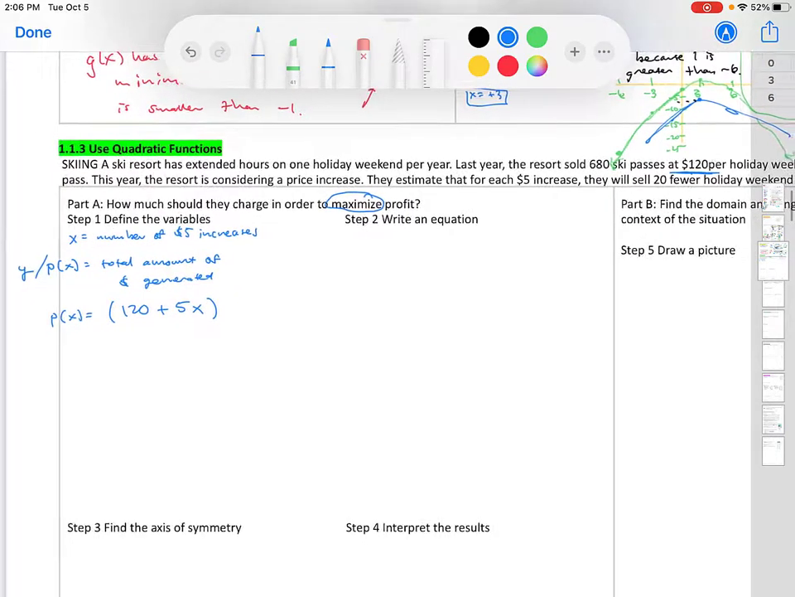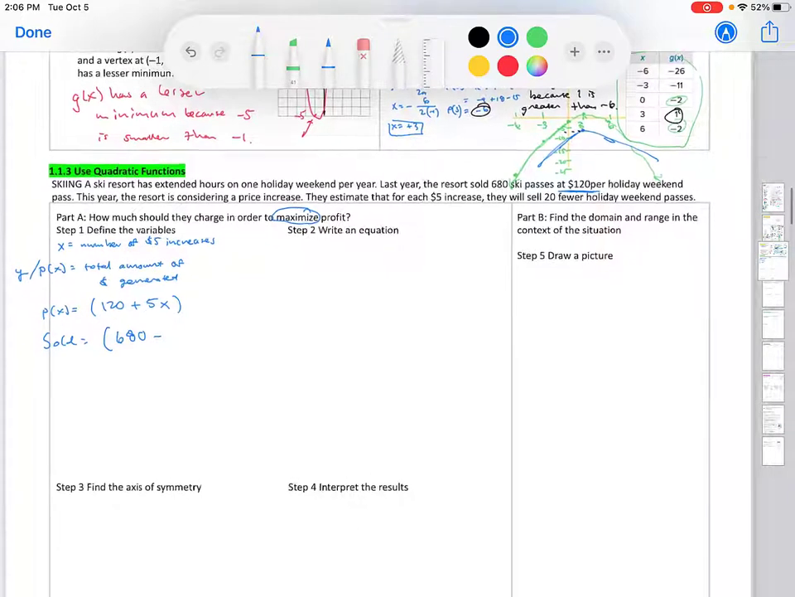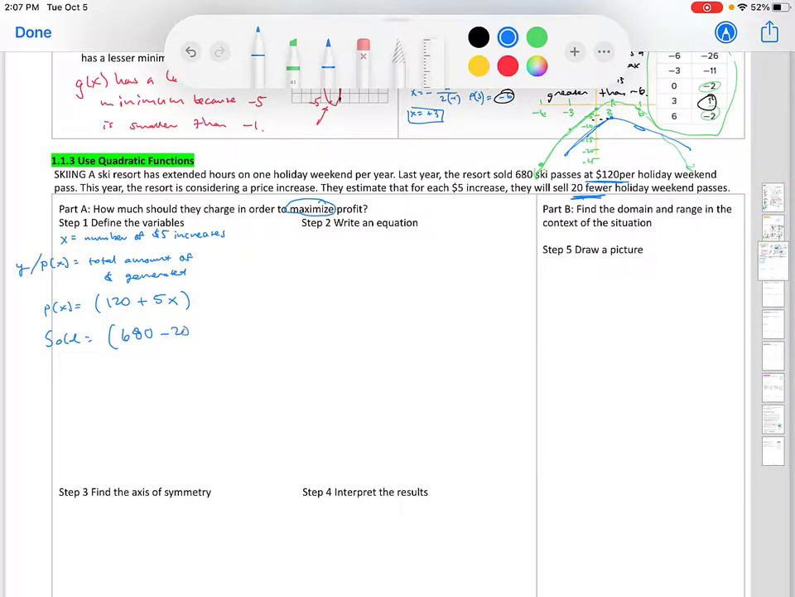And then the sold passes is going to be, well, I had 680 of them, but those will decrease 20 fewer. So subtracting 20 from the number of holiday passes sold. I'm sorry, number of $5 increases. So my equation is just going to be P of x equals those two binomials or equations we have.